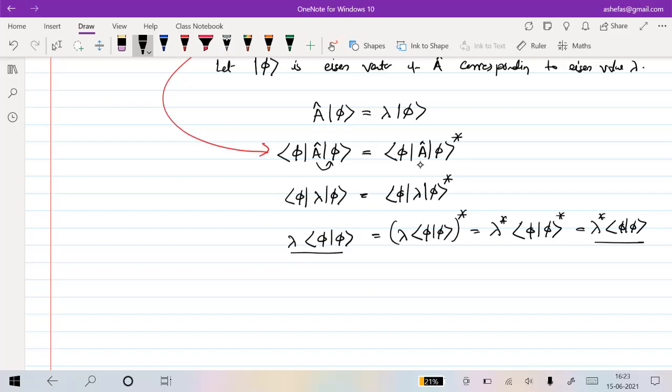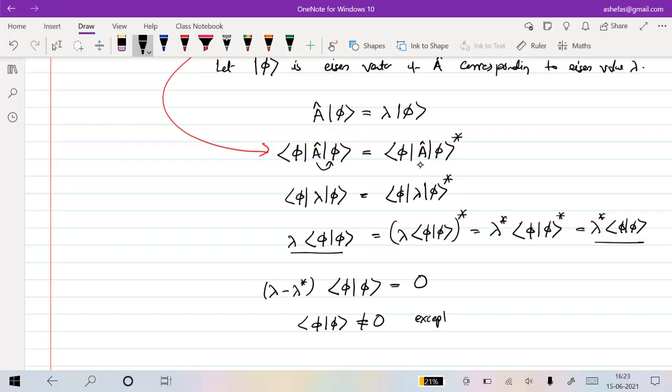Take both the things on one side. Then what will you get? Lambda minus lambda star times the inner product phi phi would be 0. How is that possible? The inner product phi phi cannot be 0 because it is the norm of a vector. The norm of a vector is always a positive quantity. It would be 0 only if it is a zero vector; otherwise, it is non-zero.